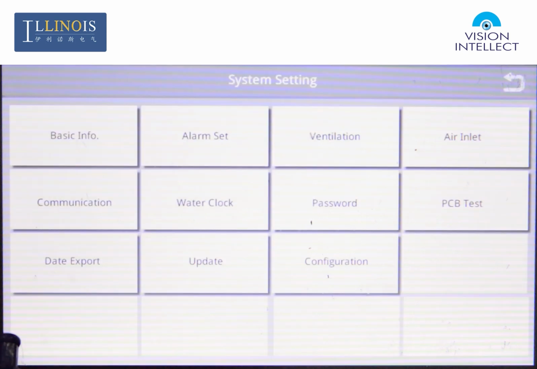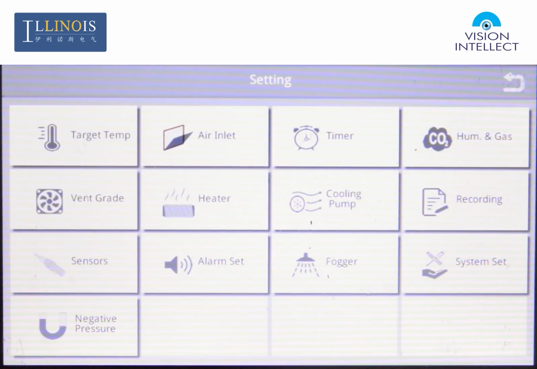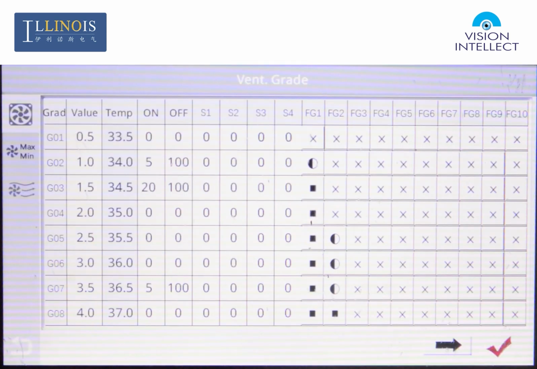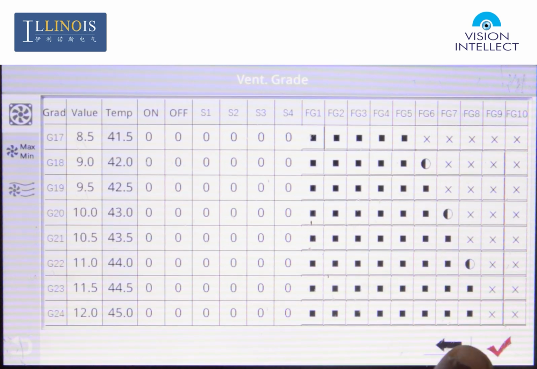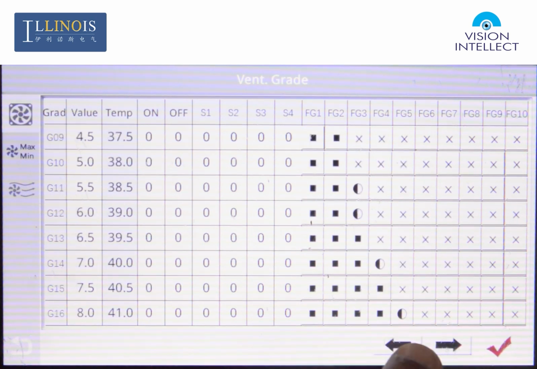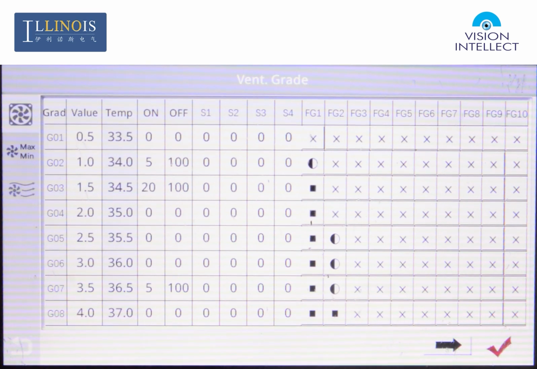The next setting we will look at is the ventilation grade. We go into the settings and then into the vent grade option. The vent grade is spread over 3 pages, and in 24 grade, ventilation grade number 24 is for maximum ventilation, and grade 1 is for lowest ventilation.